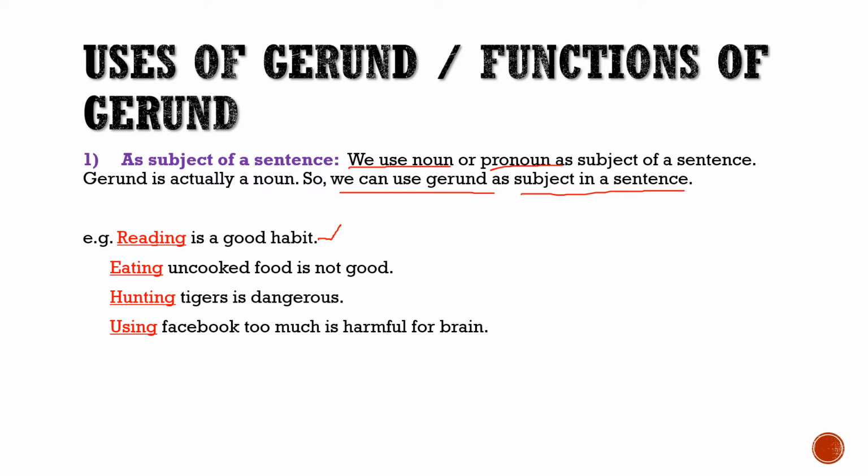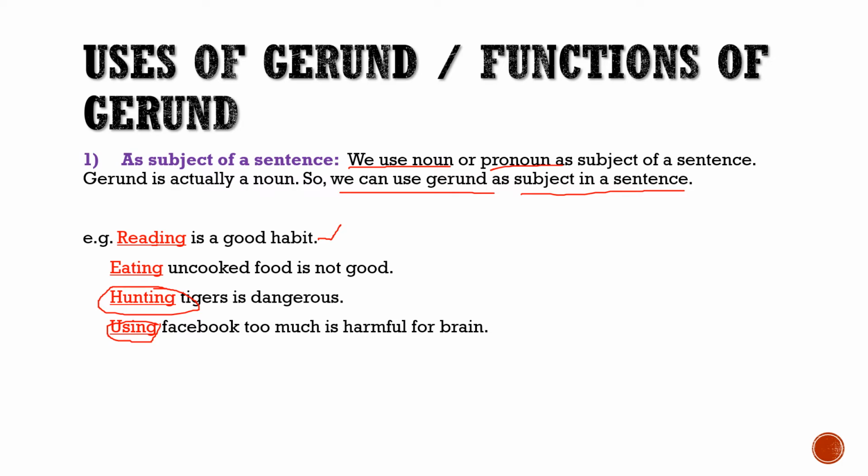The third example is hunting tigers. Hunting tigers is dangerous, right? So we have added ing with the verb hunt, and thus it has become a noun, and it is a gerund, and we have used this gerund as a subject in this sentence, right? And the last example is using Facebook too much is harmful for brain, right?